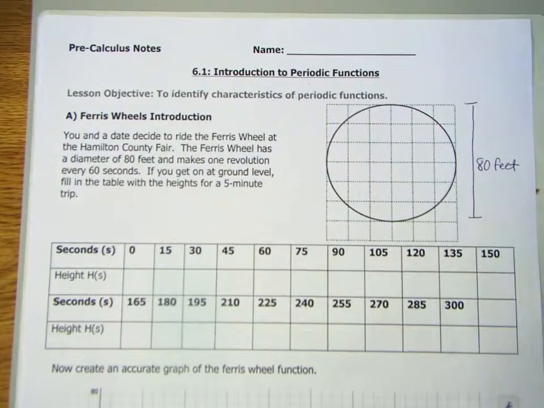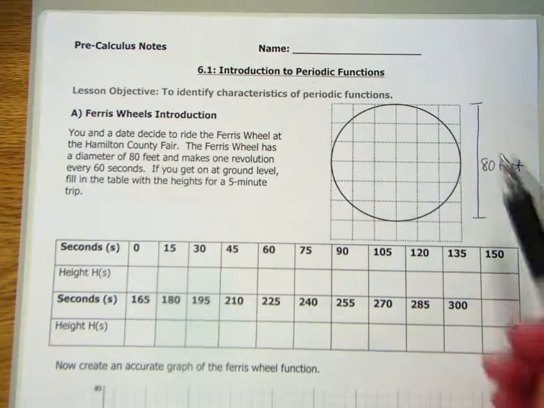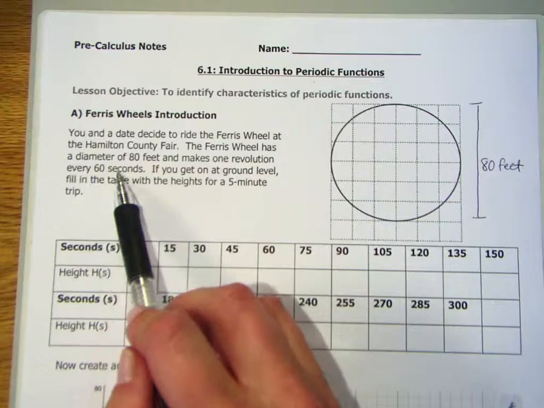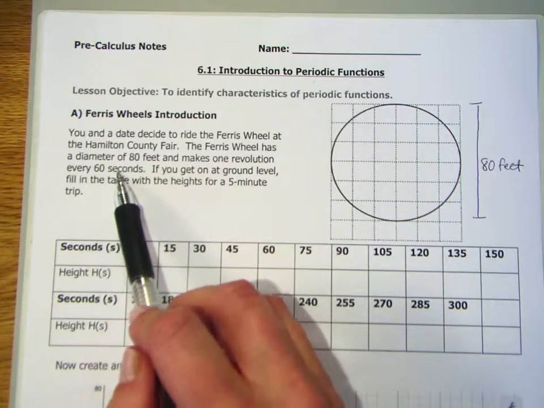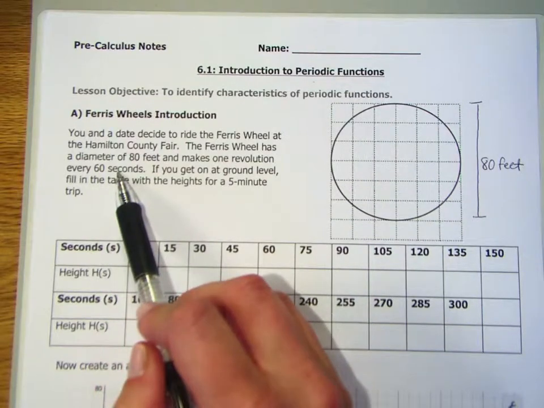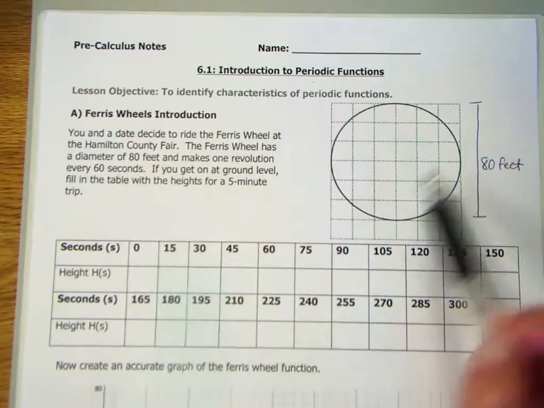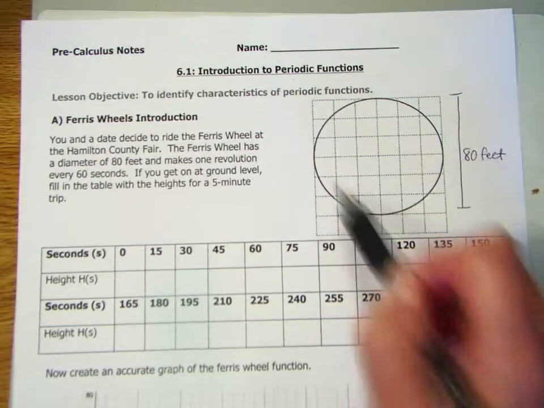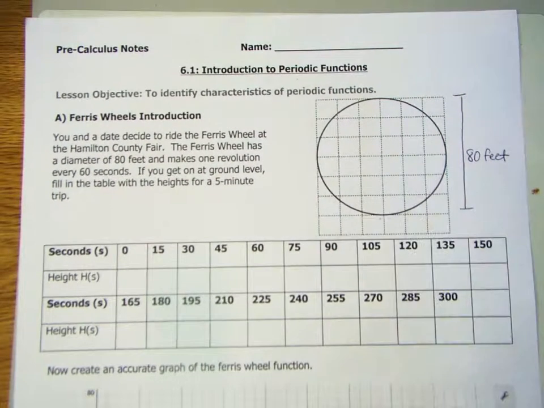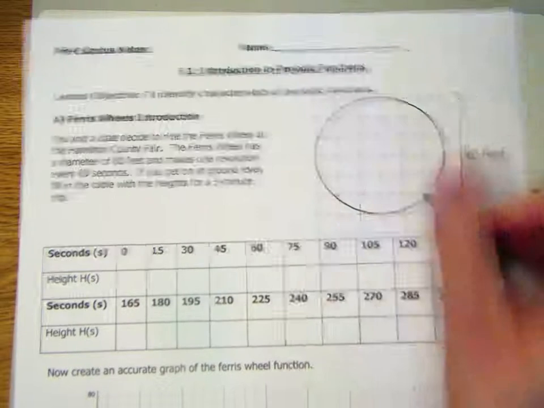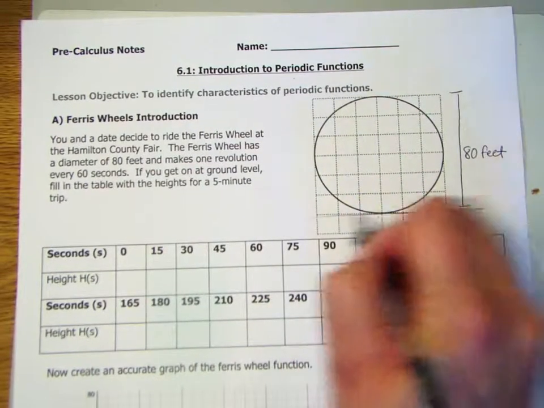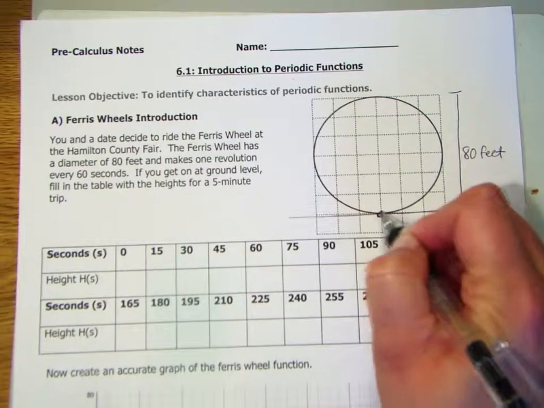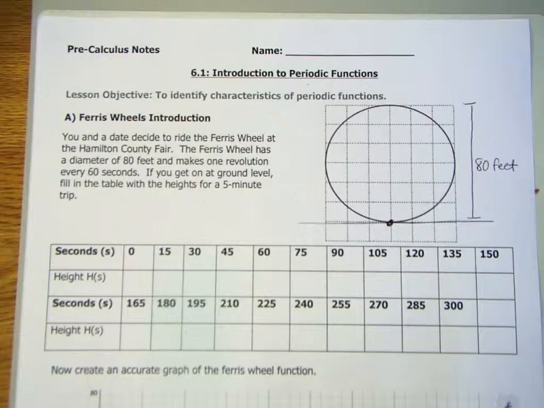This is a pretty quick, I think, Ferris wheel. It makes one revolution every 60 seconds. Okay? One revolution every 60 seconds. So if we get on down here, let's say, in just 1 minute, we'll be back to where we started. So if you get on at ground level, we're going to think of this as being ground level. This is you, this is where we're starting.